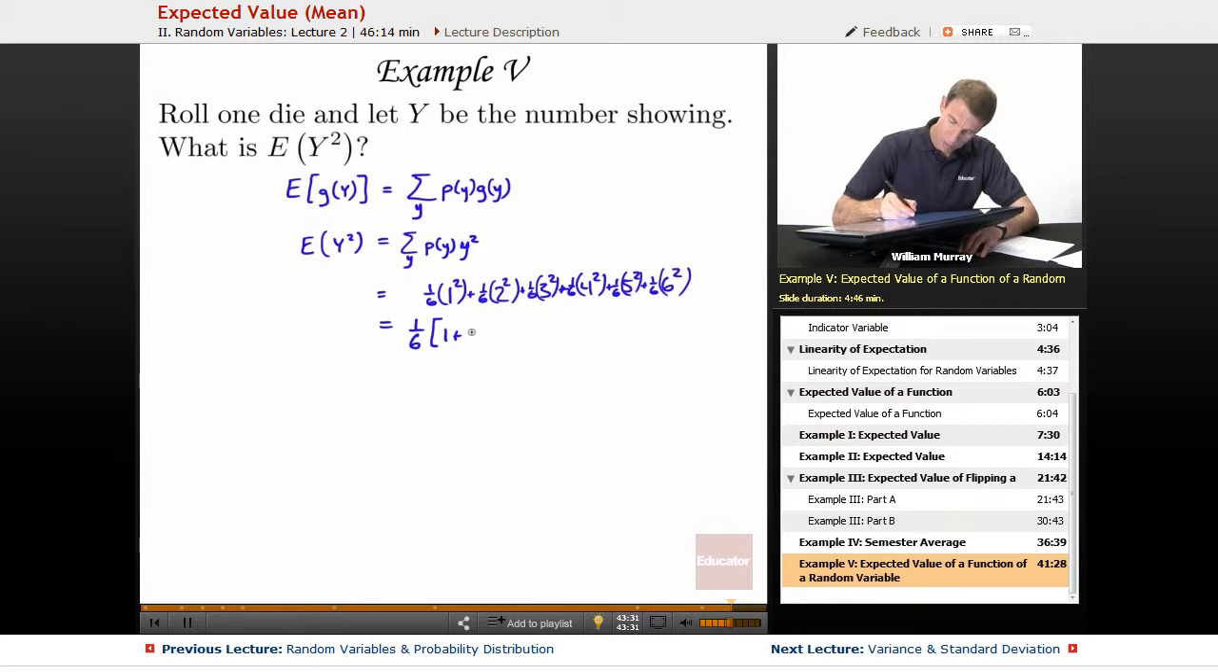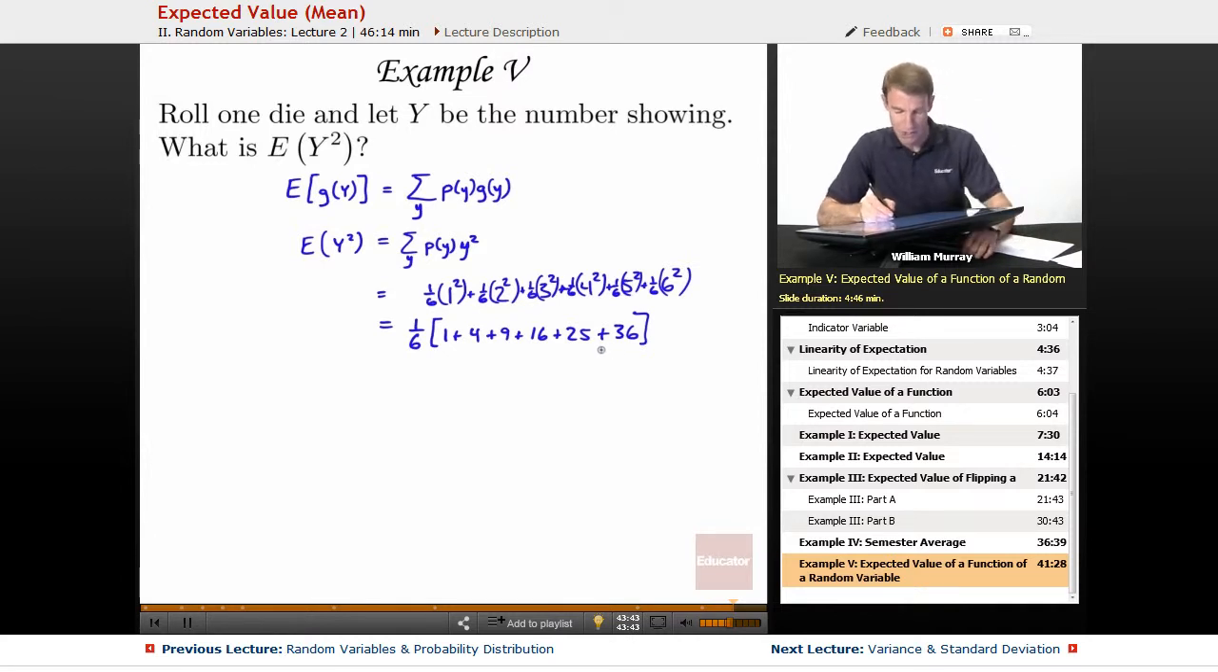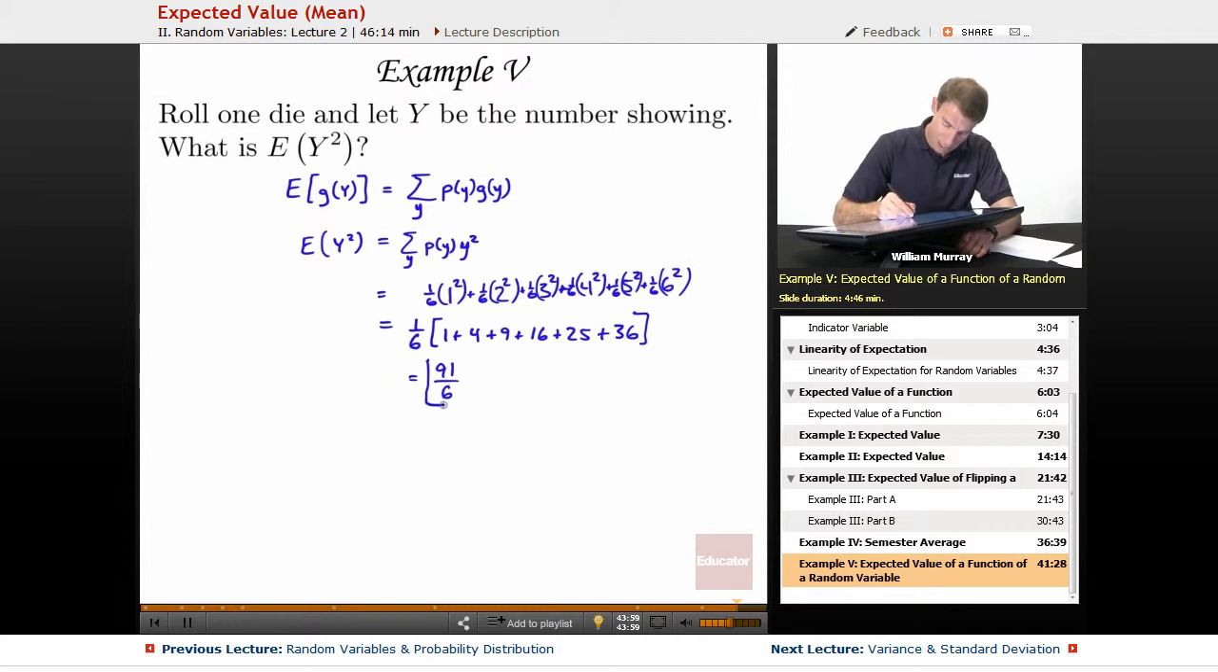1 squared is 1, plus 2 squared is 4, 3 squared is 9, 4 squared 16, 5 squared 25, and 6 squared is 36. And if you add those up, let's see, 36 plus 25 is 61, 16 is 77, 9 is 86, 4 is 90, and 1 is 91. So I get 91 over 6 as my expected value of y squared, or my mu for y squared.